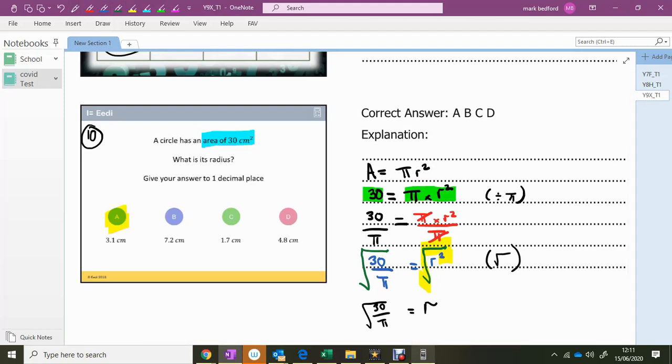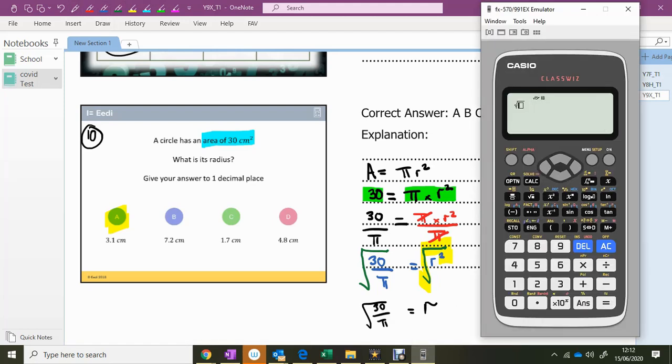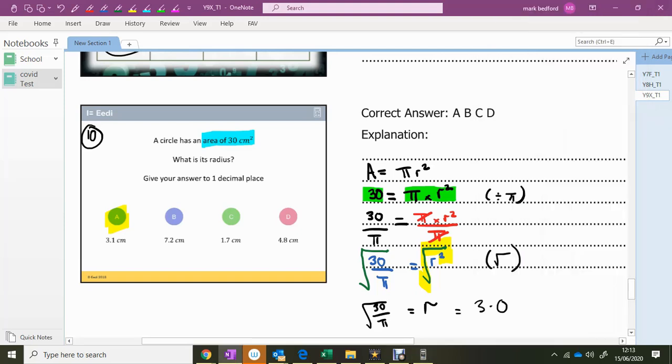Type that into my calculator. The square root, press the fraction button because I have a fraction to put in there. The top number is 30. The bottom number is pi. 3.0901, with some extra digits. I've been asked to round this to 1 decimal place, which is answer A.